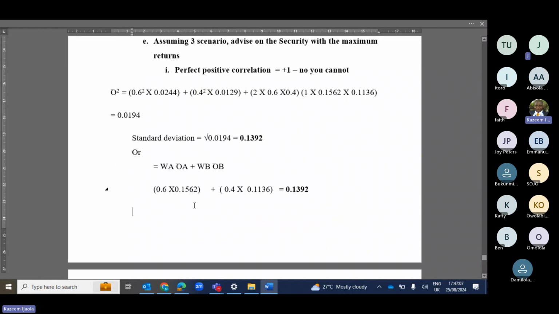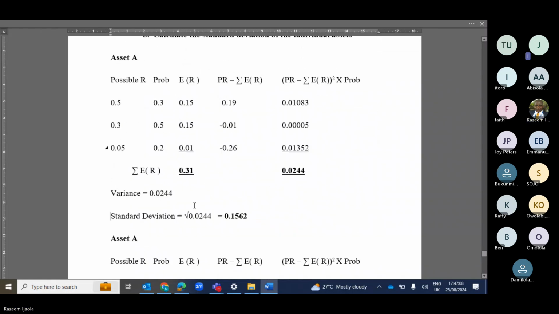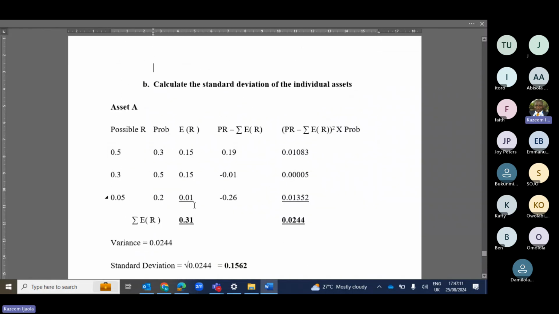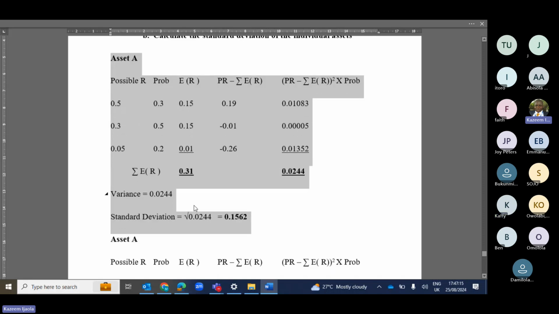We will not calculate C now. Sorry, we may not calculate C. I agree with you. That's why I said that we may not calculate C, but the others are important.